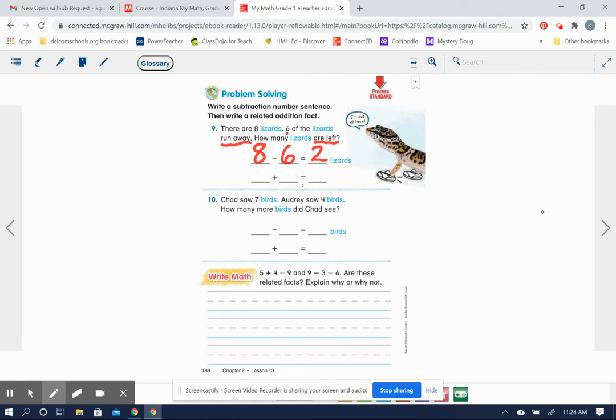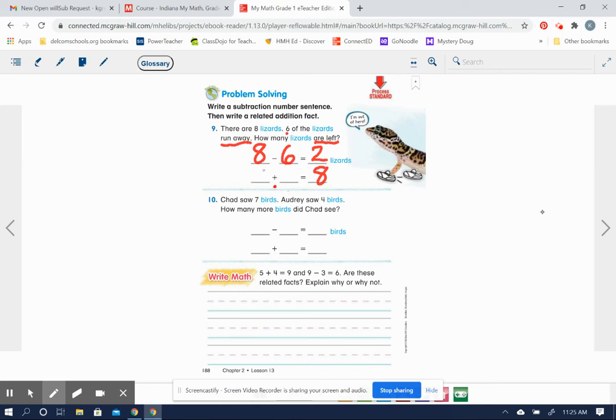2 lizards were left. So now that we've got these numbers, now we've started with the subtraction and we're going to find the related addition sentence. Now, are we going to put 8 here and then do these parts? Are we starting with 8 and going to add more? No, in an addition problem, the biggest number doesn't go at the beginning. In addition, remember the biggest number is at the end.